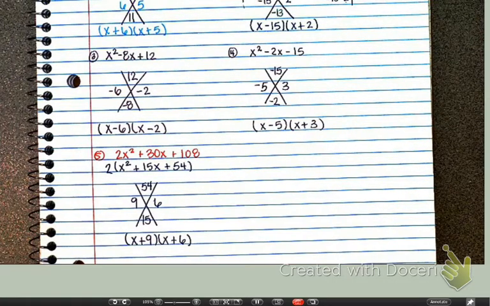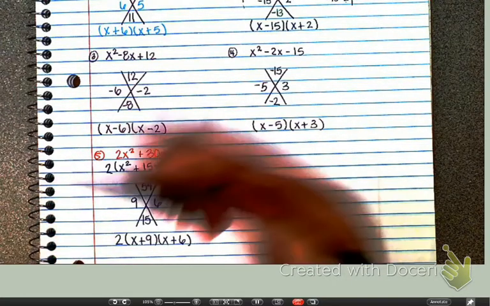And what do you think I do with that 2? You leave it on the outside of the parentheses. It is still part of your factoring. That's just your GCF. Okay, that stays on the outside. I'm going to give you one like this, and then we will be done with notes. So why don't you do this one?